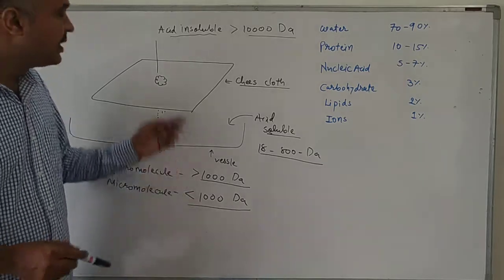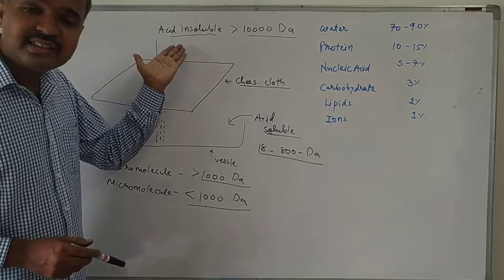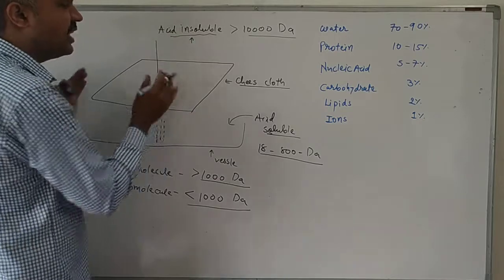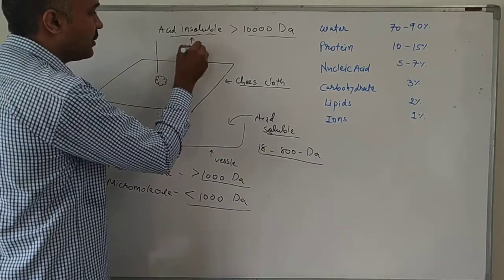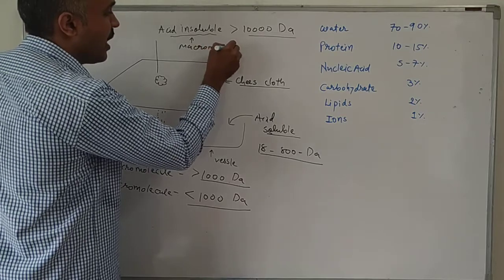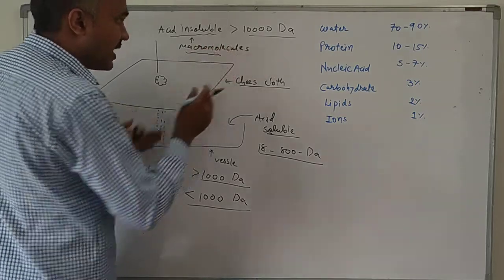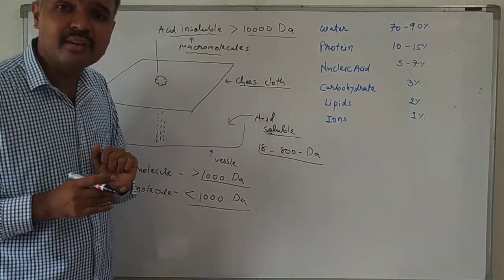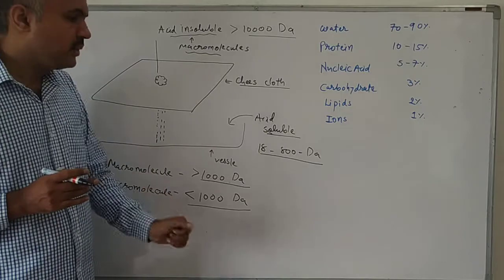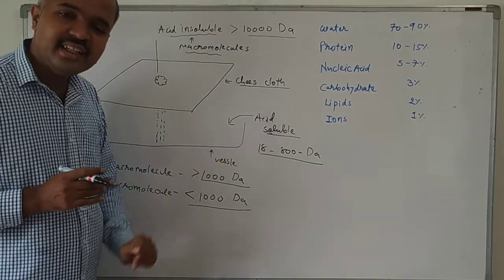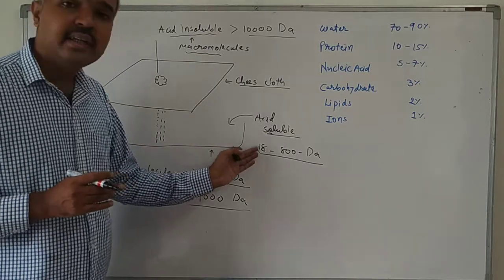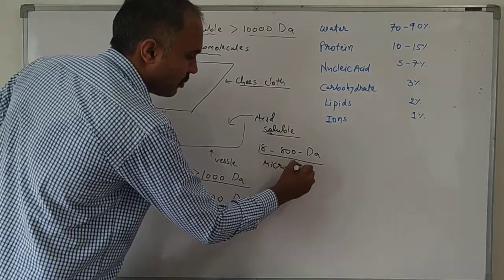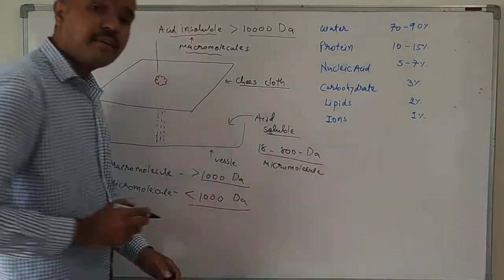So it is obvious that substances which are present in the acid insoluble fraction are macromolecules, as their molecular weight has already exceeded 1000 Dalton. In fact, they are more than 10,000 Dalton. And substances which are present in the acid soluble fraction are micromolecules. This is clear from the understanding.